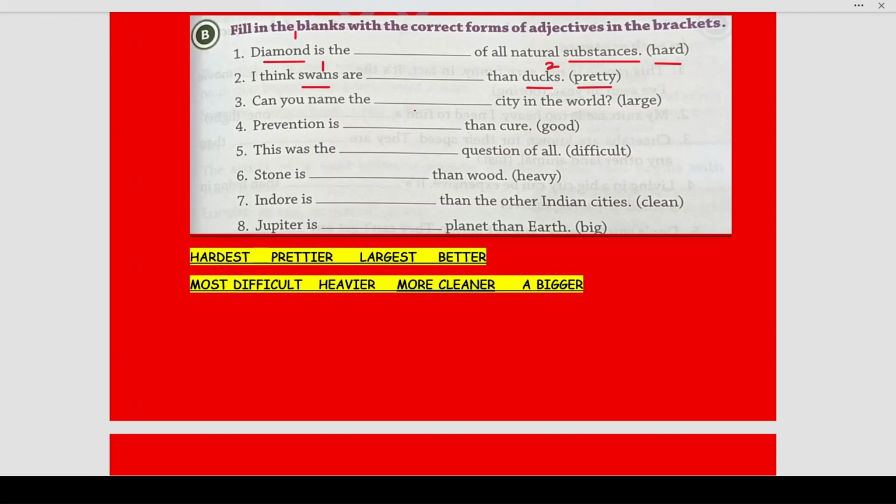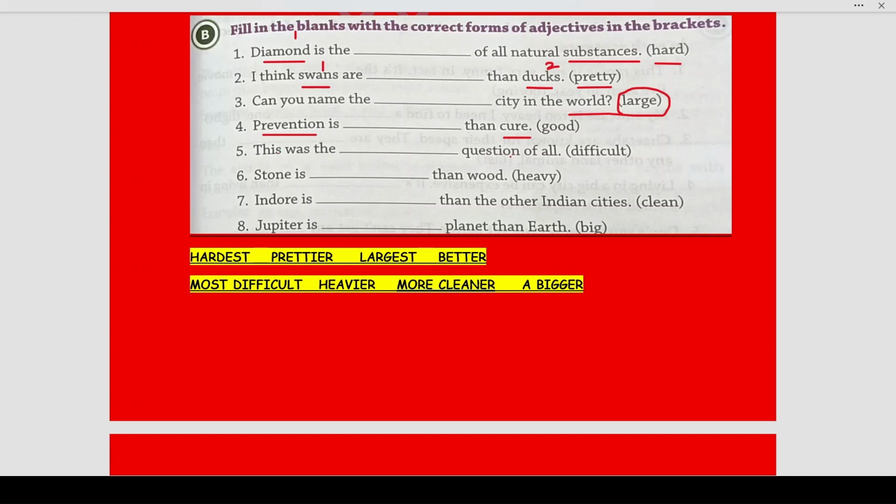Can you name the dash city in the world? Now, in the world, there are many cities, so we will use the superlative form of the adjective large, which is: can you name the largest city in the world? Prevention is dash than cure. Prevention is better than cure. Good, better, best. Because here we are comparing prevention with cure. Only two things are being compared. Therefore, prevention is better than cure.